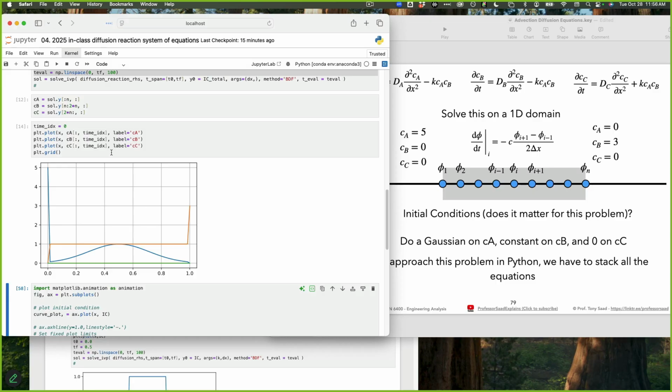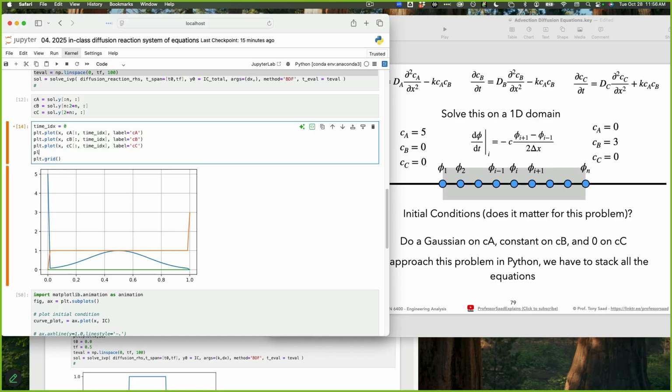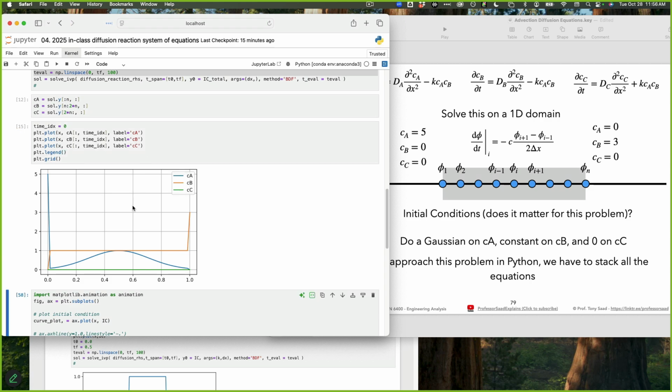We have the Gaussian, let's put the label, plt.legend. So the blue one is CA, the orange one is CB, and the green one is CC. Now notice CC is 0 everywhere. CA is a Gaussian, but because of my Dirichlet condition, it goes to 5 on the left boundary and goes to 0 on the right boundary. So there's this kind of step change at the boundaries. That's okay. And then for CB, the orange one, it's 1, but goes to 0 on the left boundary because I'm not feeding anything on the left boundary, and I'm feeding a value on the right boundary.